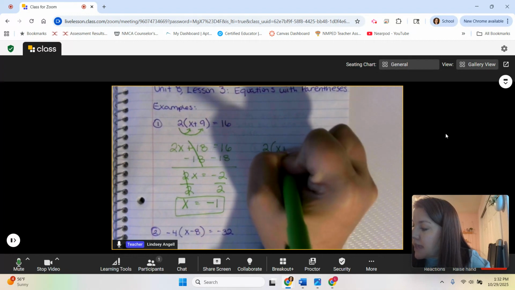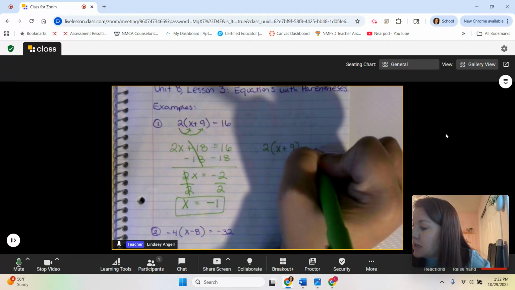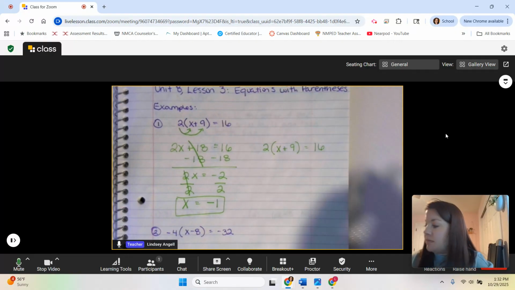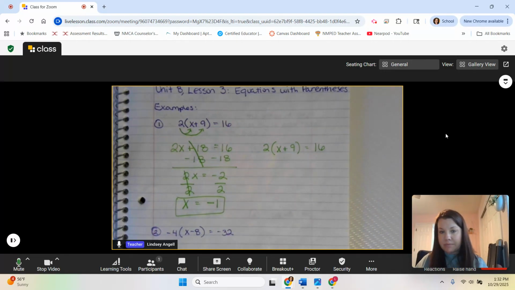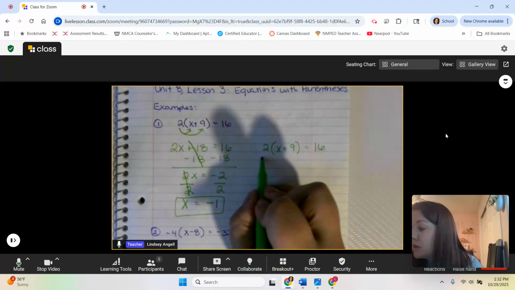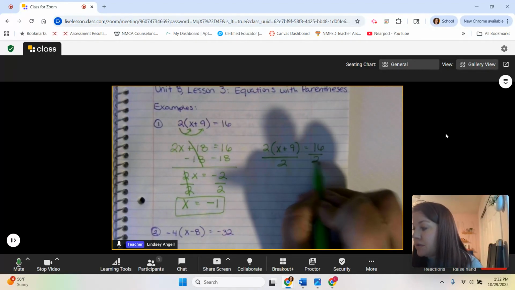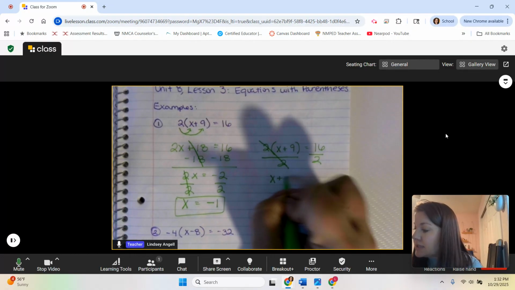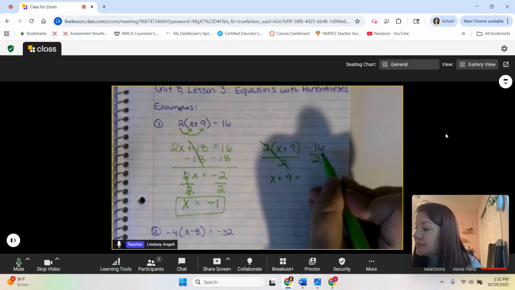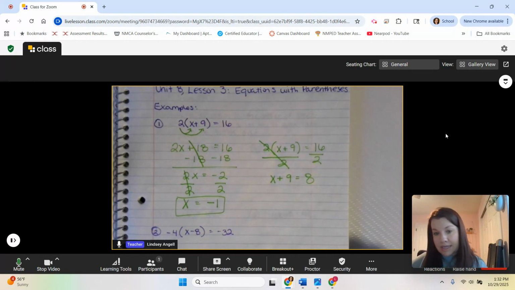The other option, and what this lesson really focuses on, is that we can take 2 times (x plus 9) equals 16, and rather than distributing the 2, recognize that it's on the outside of the parentheses, so it's applied to that whole side. If I'm multiplying by it, to get rid of it I can just divide by 2. Whatever I do to one side, I have to do to the other. So 2 divided by 2 cancels, leaving us with x plus 9, and 16 divided by 2 is 8. Now I'm down to a one-step equation.